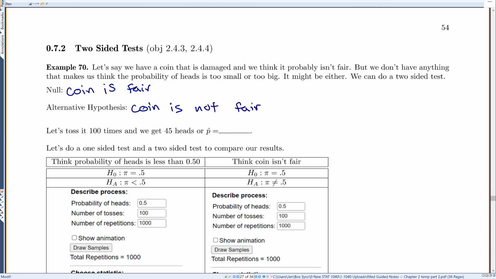But let's put it into symbols or figure out what our proportions would be for each of those situations. So the null would be that pi equals 0.5. The alternative, I'm not really sure. Do I think that pi should be less than 0.5, greater than 0.5? I really don't know. So I just put not equal to 0.5. Okay, so I just want to see is it not fair. That means it might be greater than 0.5 or less than 0.5. So let's toss the coin 100 times and we get 45 heads, or p-hat equals, let's see, 45 out of 100 gives me 0.45.